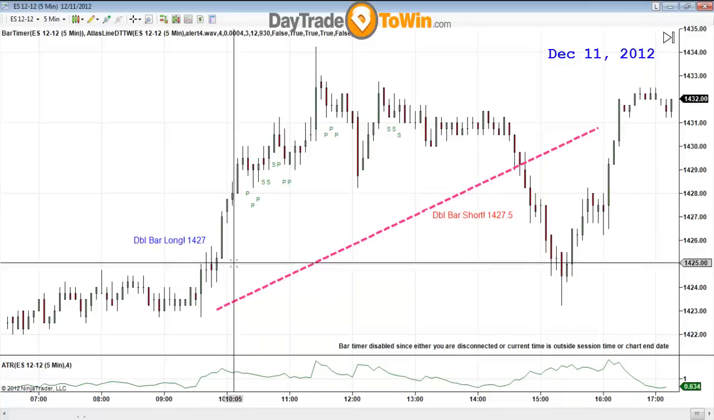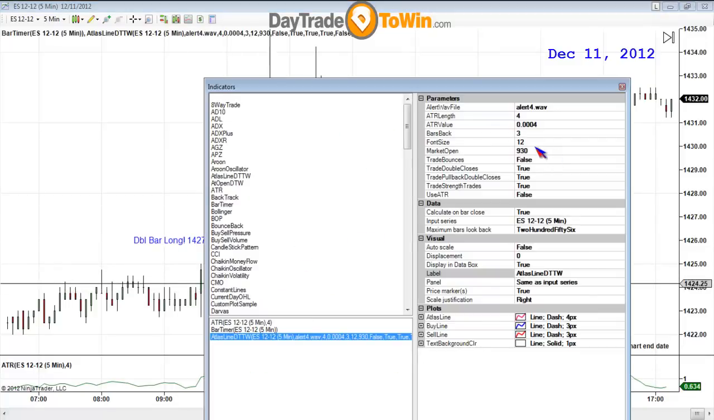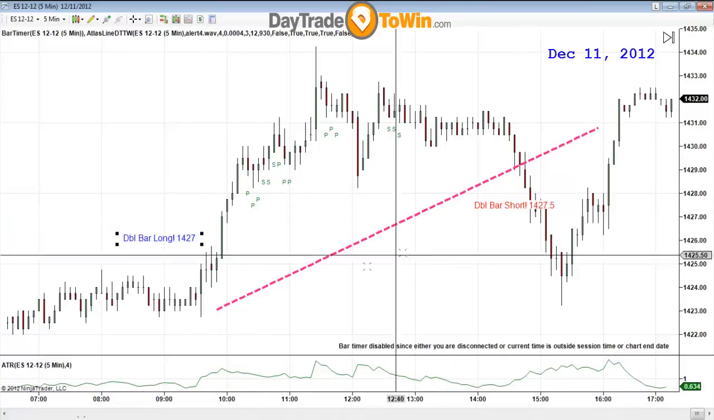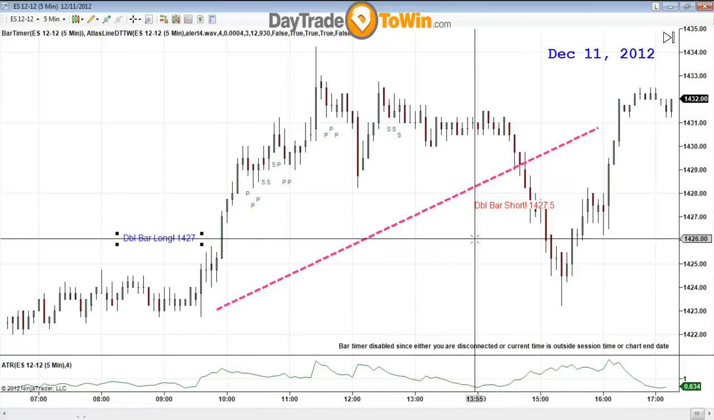Here I have the Atlas line begin plotting when the E-mini market opens at 9:30 Eastern Standard. I only want to see double close trades, as well as pullback and strength trades. I can have an alert file, and I'm using the average true range, the ATR, as a filter. That's it. There's no parameter. So let's look at how price revolves around the Atlas line to tell us what to do.